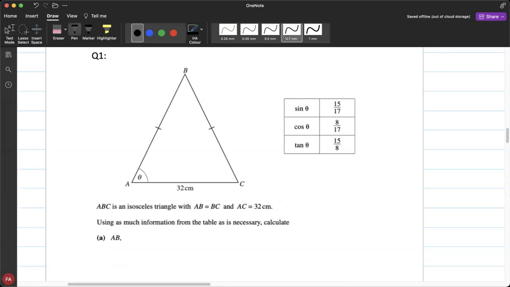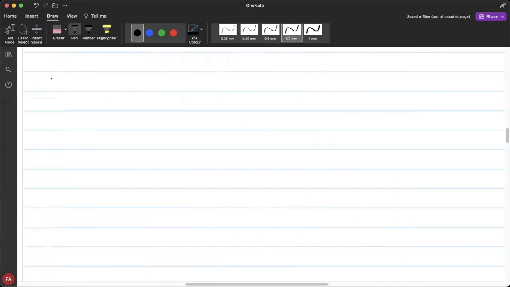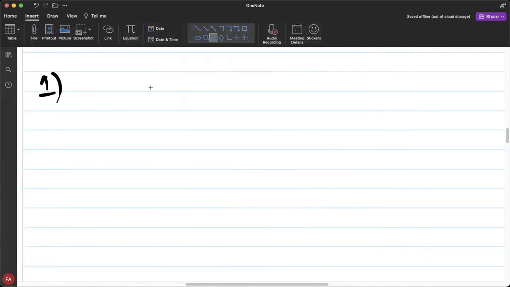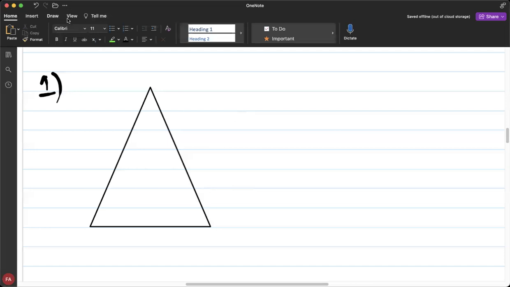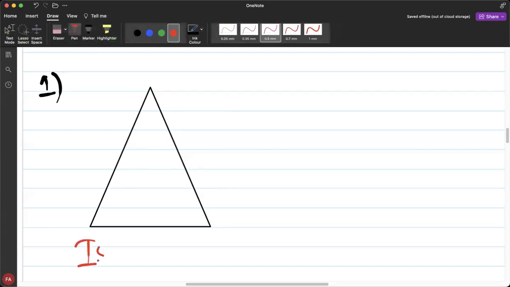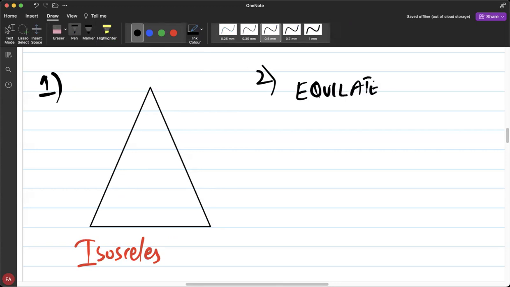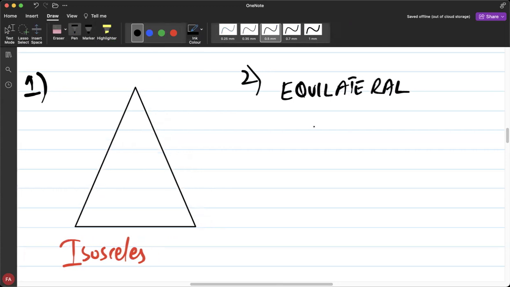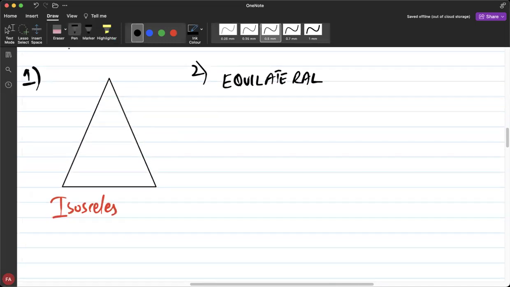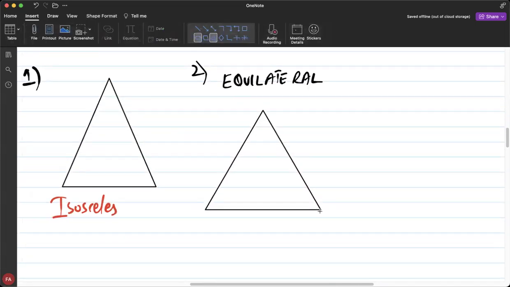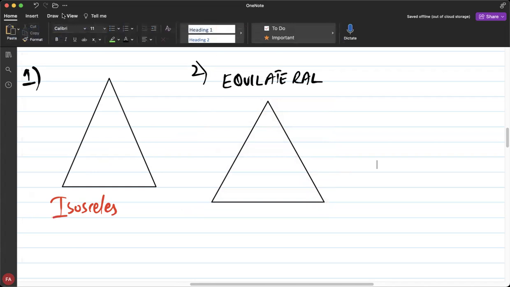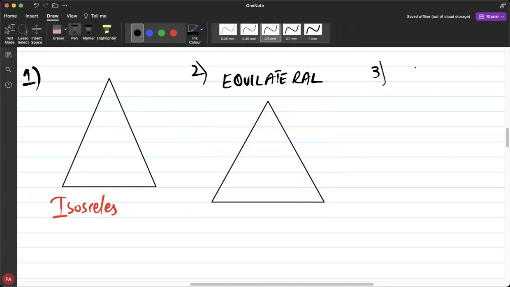Everyone, there are 3 types of triangles that we have. The first kind of triangle is what we call an isosceles. So I'm just going to label this as isosceles triangle. In a similar way, the second kind of triangle that we have is known as an equilateral triangle. And the third kind of triangle that we have is what we call scalene.